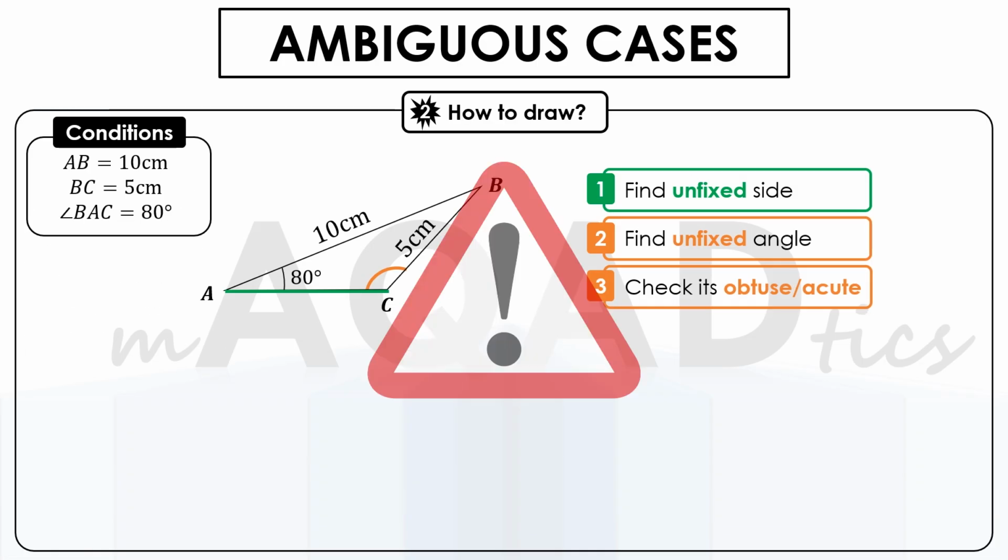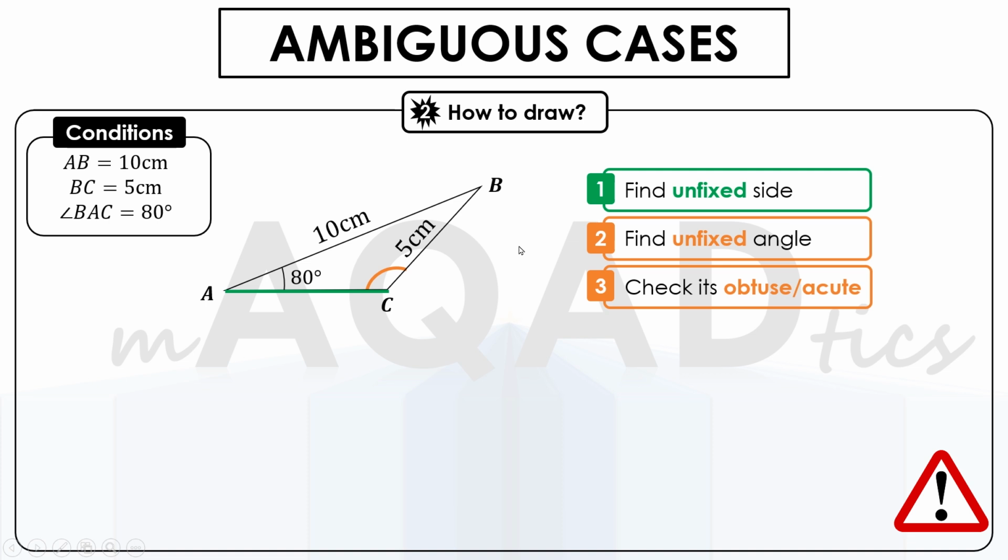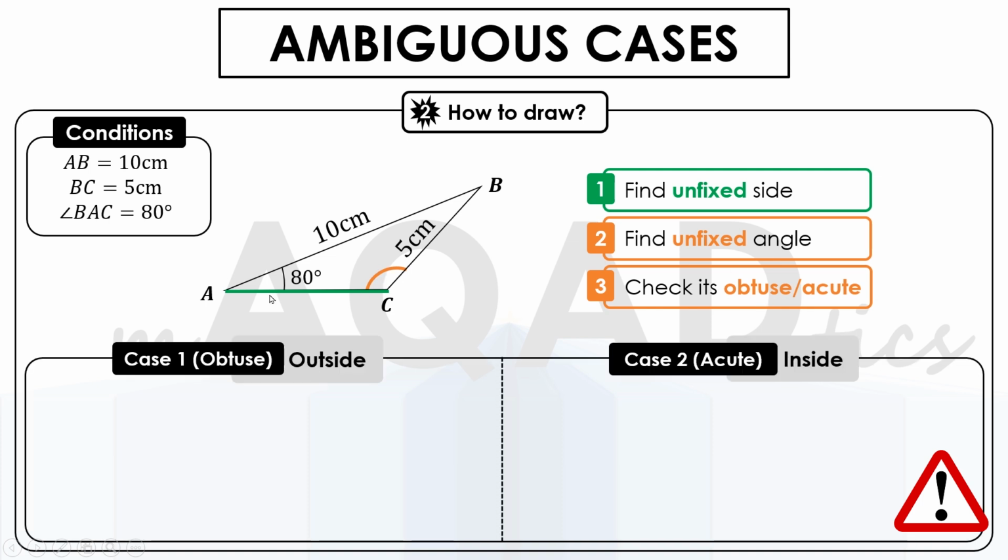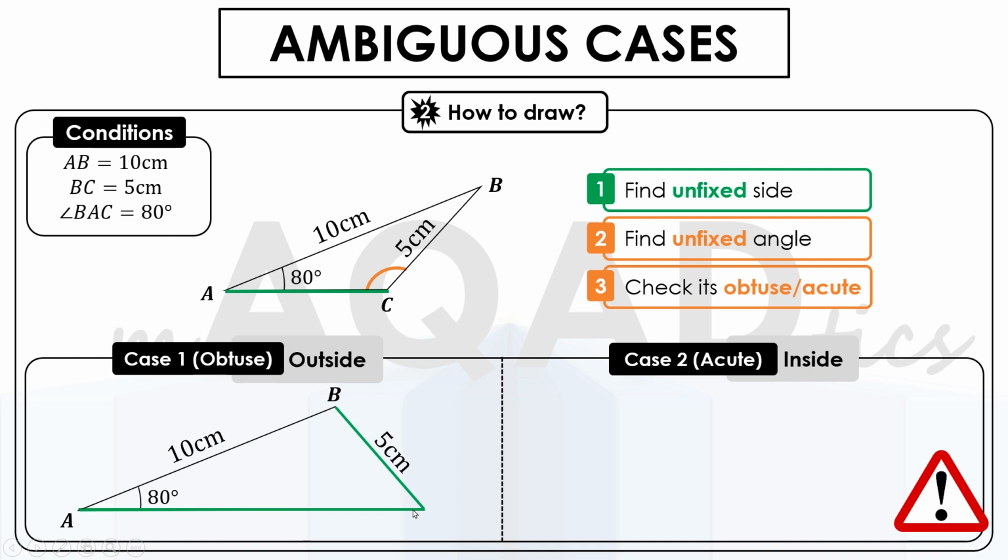You'll be wondering what happens if it is obtuse. Using the same conditions, we figure out the unfixed angle is here, and we figure out that it is obtuse. If it's obtuse, we need to adjust this line to the outside. For example, let's say our line is line AC, and then we adjust it to the outside. It'll be something like this, from here to the outside. But make sure that, again, line BC maintains at 5 cm, and the new point here would be C prime.